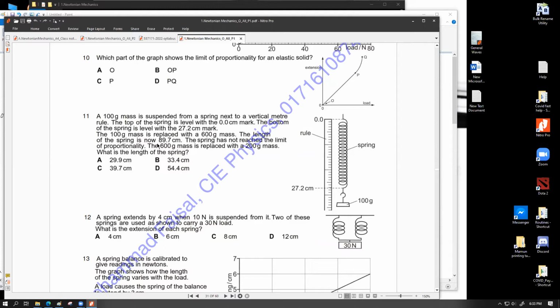Try number 11. I'll help. So C, 39.7. I think C might be the correct response.